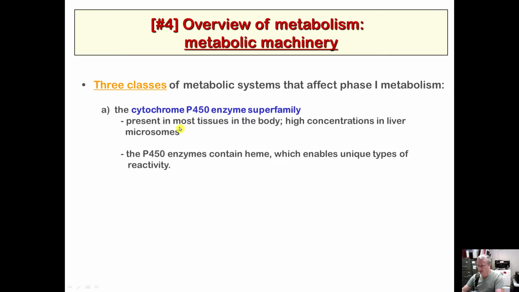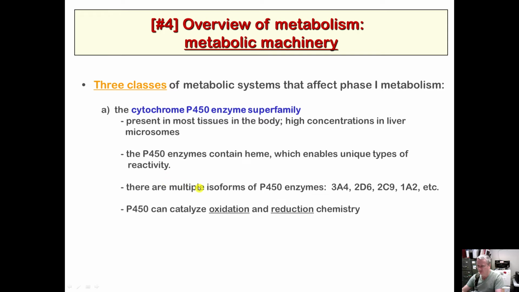P450, which we've talked about a bunch, is present in most tissues, but there's a lot of it in your liver, in microsomes, types of cells found in your liver. P450 contains heme, which enables a lot of really cool reactivity that we don't even see in the laboratory. So it's a very unique enzyme system, and it causes some magical transformations that are unique to our bodies. You can't just throw in a chemical to do a lot of these things.